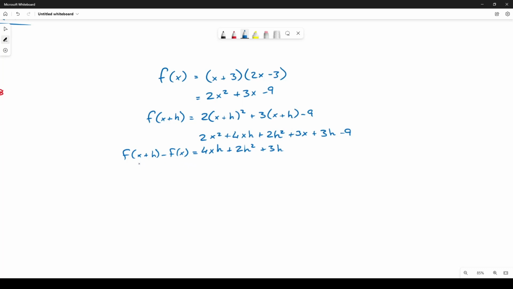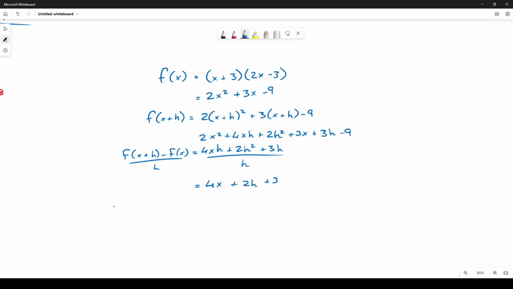Then your next step, again, I'm going to squeeze it into one thing, but you should write this out a second time. You divide that by h. That is a h, by the way. And all that happens is everything gets divided by h. 4xh divided by h is just 4x. 3h divided by h is just 3. But 2h squared divided by h is plus 2h.